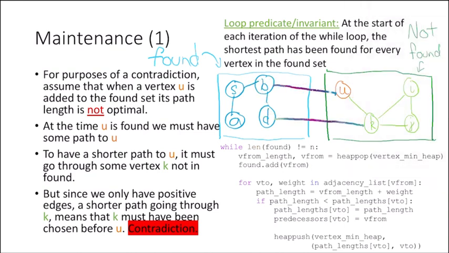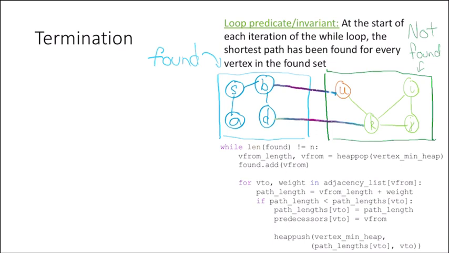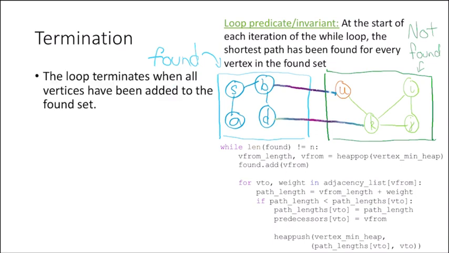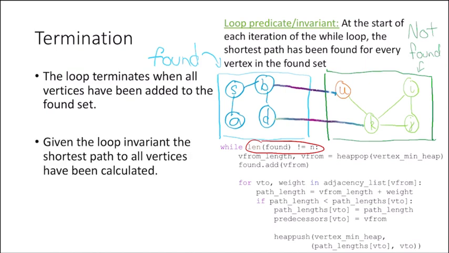So that contradiction shows us that our maintenance condition holds, meaning that each iteration will add a vertex to the found set, and we will have the shortest path to that vertex. All right, finally, termination. Well, the loop terminates when the found set is equal to the set of all vertices. So all we have to say here is that, given the loop invariant, the shortest path to all vertices have been calculated.